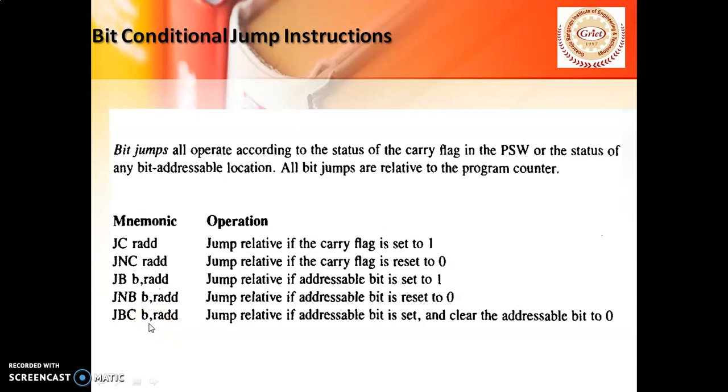If it finds that B is equal to 1, then the program control goes to this particular address and executes the instructions from that memory location. But before jumping to that address, it makes this particular bit clear. The main thing is that the clearing part is done before branching. So these are the 5 instructions related to bit conditional jumps. In the next video, I am going to explain the byte conditional jump instructions. Thank you.